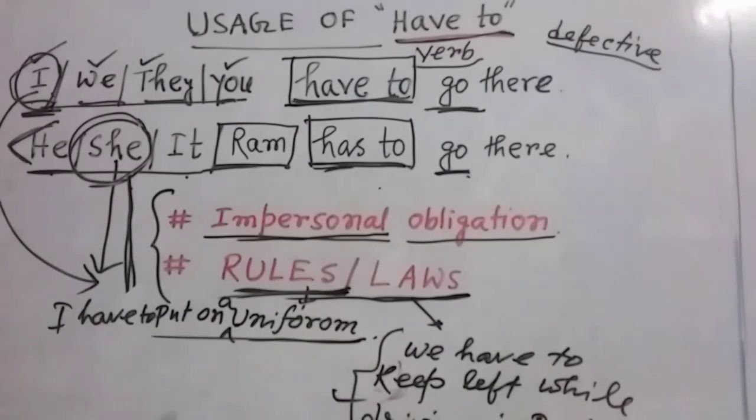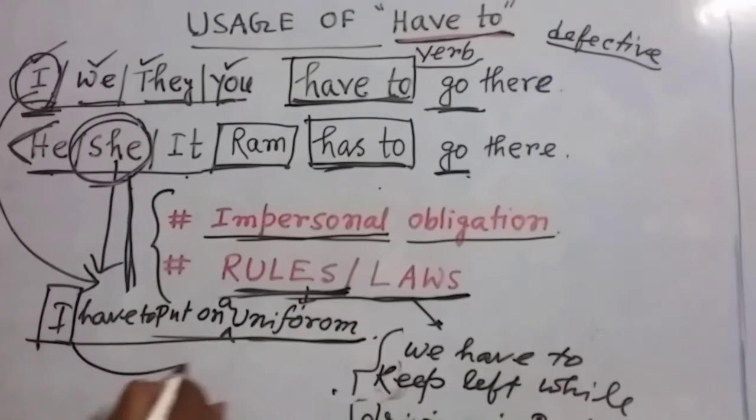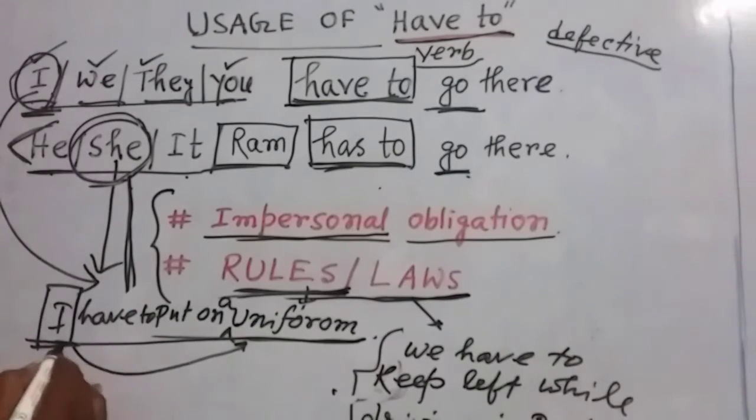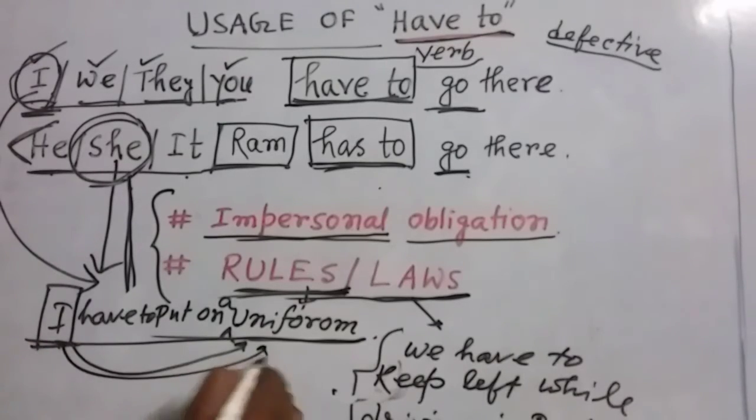So my dear friends, here in this sentence, you can see this is the rule of this school. And the subject I is forced to put on this thing. Maybe he is interested, the subject is interested, or maybe not. But this subject has to maintain this one. This is objective obligation. We have to maintain it. My dear friends, this is the affirmative structure.